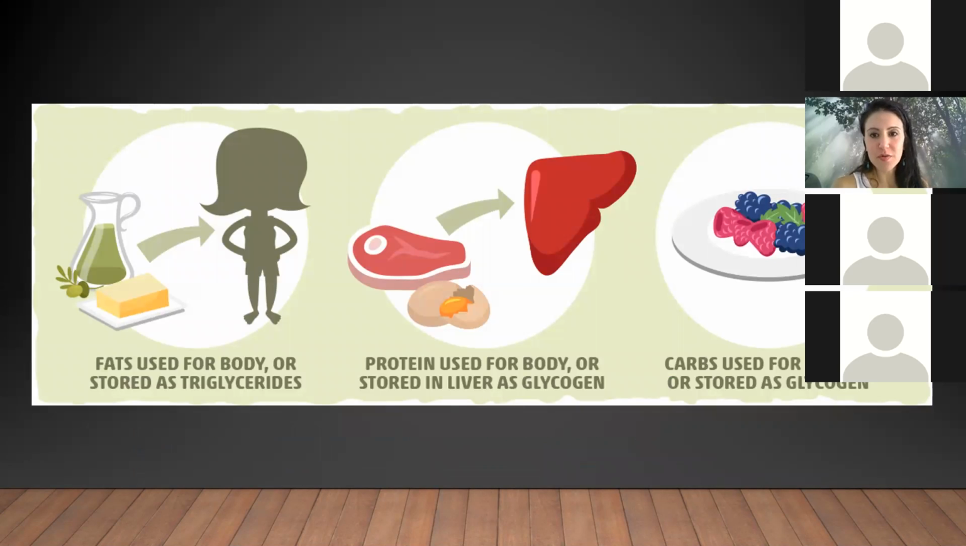Okay, so just an overall summary. Fats are used for your body, and they're stored as triglycerides. Protein is used for the body or stored in the liver as glycogen. And carbs are used for energy or stored as glycogen. So the body's so amazing because it's always gearing up for survival times.